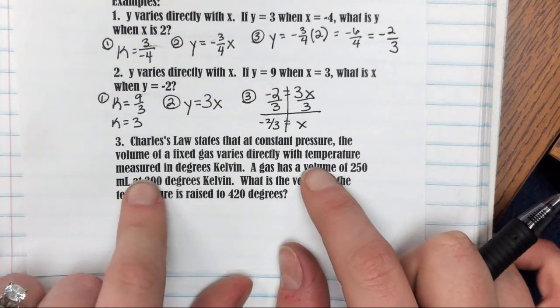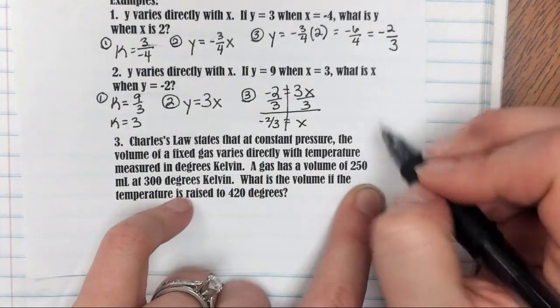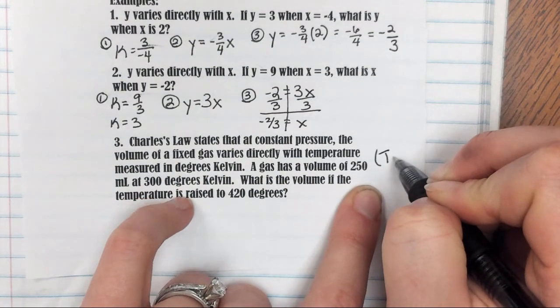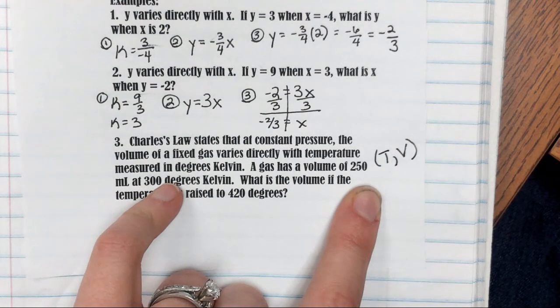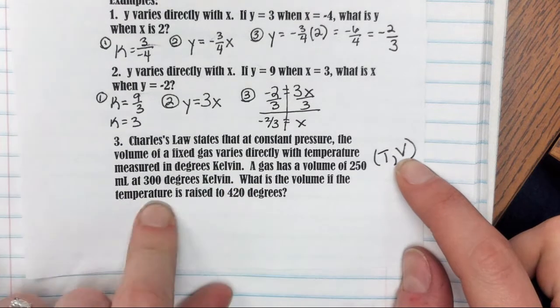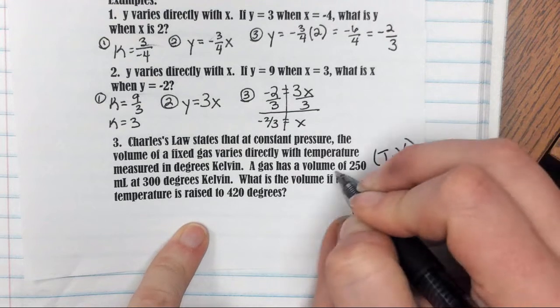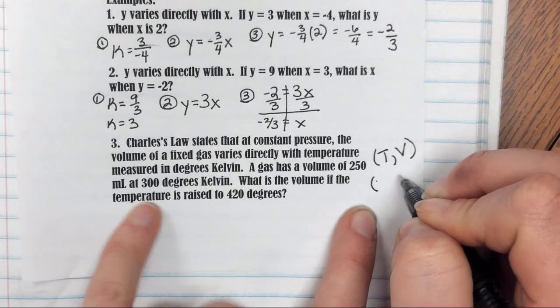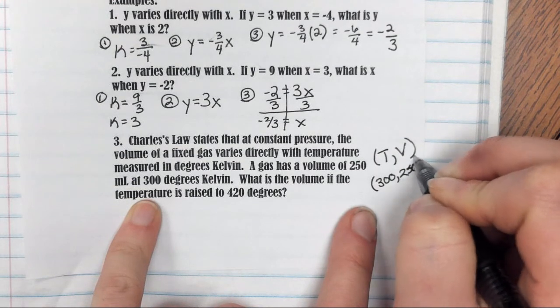So in this one, volume varies directly with temperature. So my temperature is going to be my x, and my volume is going to be my y. So they always list the y first, volume, and then the temperature is second. So the ordered pair, volume is 250, temperature is 300. So the ordered pair would be (300, 250).